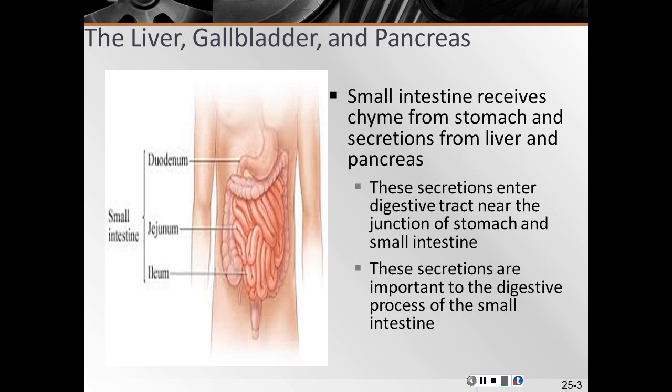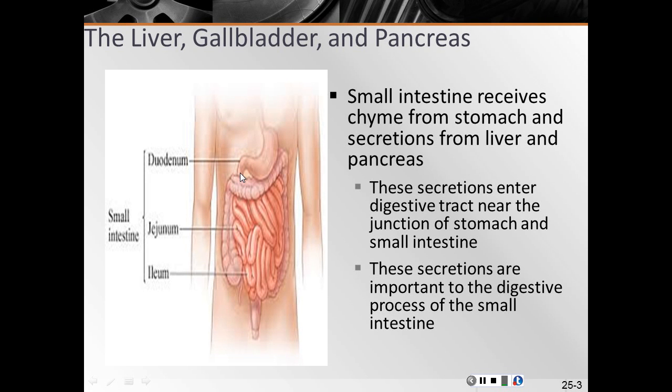So now we've left the esophagus, and we've left the stomach. It's considered to be chyme now, and it's on its way into the small intestines. They're the ones going to receive the chyme from the stomach. When it's in the small intestines, it's going to be receiving secretions from the liver as well as from the pancreas. These secretions are going to enter the digestive tract near the junction of the stomach and the small intestines, so that area right in here.